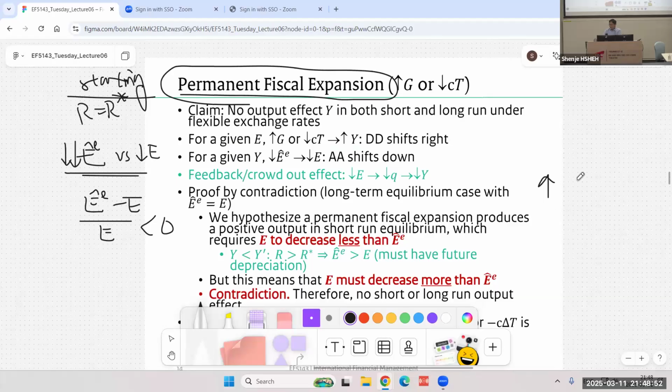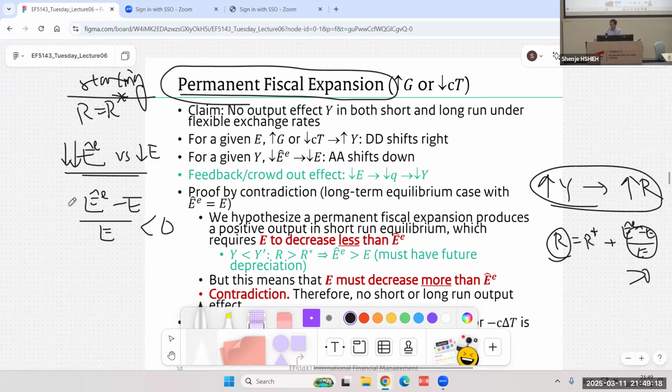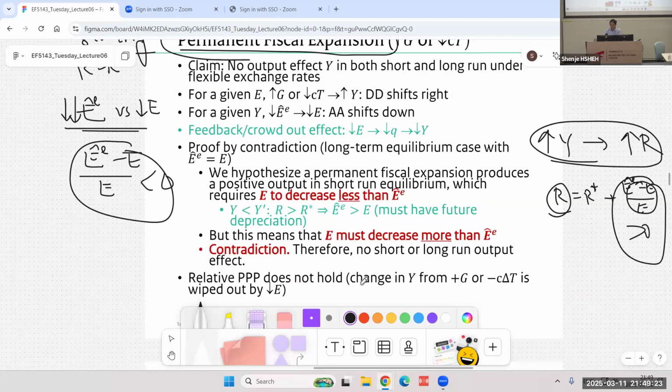The second thing to conclude is if there's an increase in Y, the short-term model tells us that we must have R equal to R star plus some term, E hat E over E. That's positive. Again, because R has increased as a result of an increase in Y. These two things cannot coexist, contradiction, and therefore we must conclude there's no change, no short or long-term output effect.